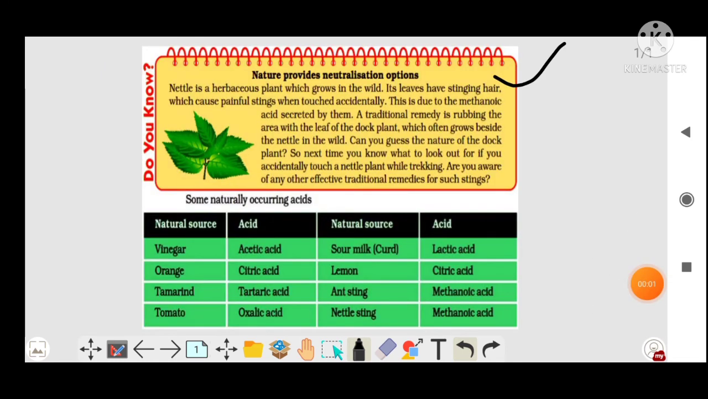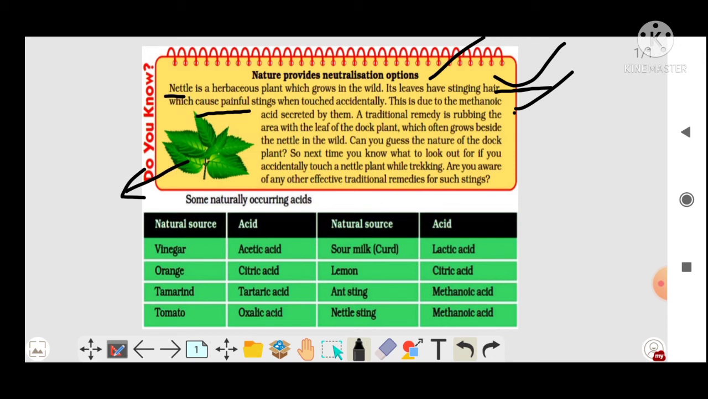Okay, here look, one example of nature providing a neutralization option. How does nature provide a neutralization option? Okay, nettle. What is nettle? Nettle is a herbaceous plant which grows in the wild. Its leaves have stinging hair which causes a painful sting when touched accidentally. We all know that. This is due to the methanoic acid secreted by them. Okay, by methanoic acid. Very important questions.